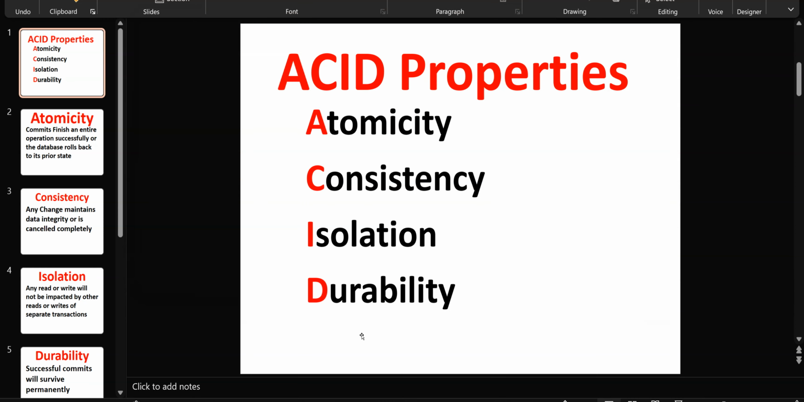Hi. So today we will look at ACID properties. ACID properties are a logical phenomenon. It's not a physical thing.